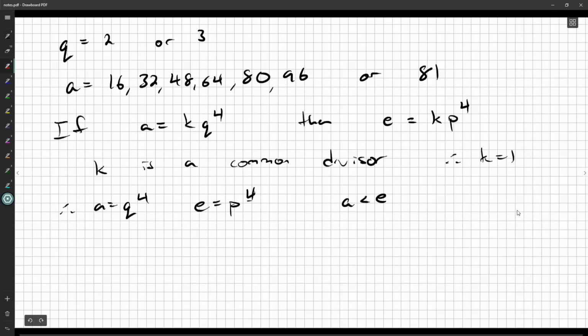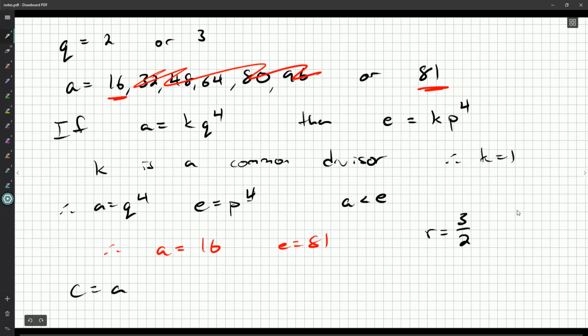So what we've done is we've sort of eliminated these possibilities. A is either 16 or 81, but E is also a fourth power, and it's got to be the bigger one. So A has to be 16, E has to be 81. Our r has to be 3 over 2, and now I can figure out C. C is A r squared, which is 16 times 3 squared over 2 squared. So that's 16 times 9 over 4, so 36. And there we go, we got our final answer.